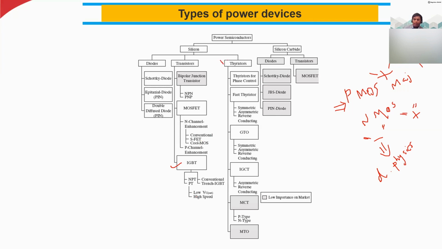Thyristors. Thyristors are most important in power electronic devices or power electronics. We are using these thyristors in many of the converter circuits because thyristors have some special properties. You can achieve controlled turn on. Under the thyristor family, there are so many different devices available. For example, fast thyristor, GTO, IGCT, MCT, MTO, and so on.